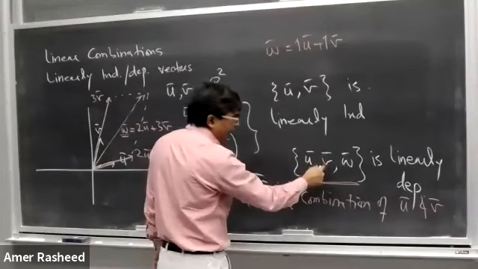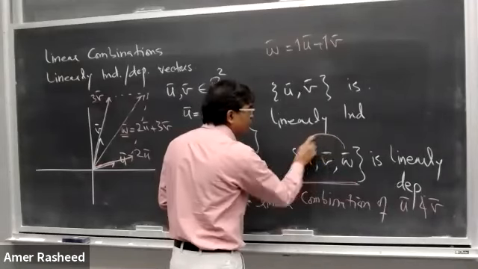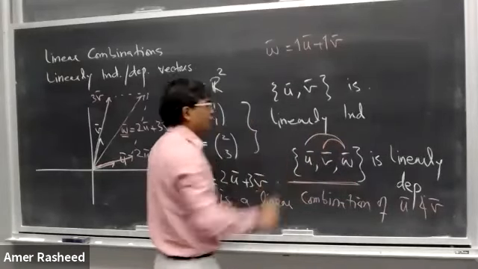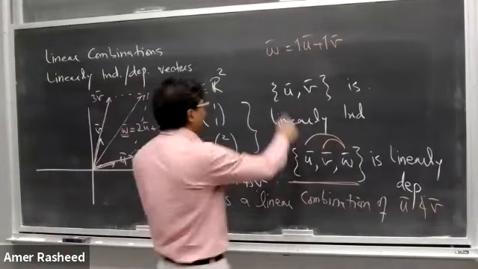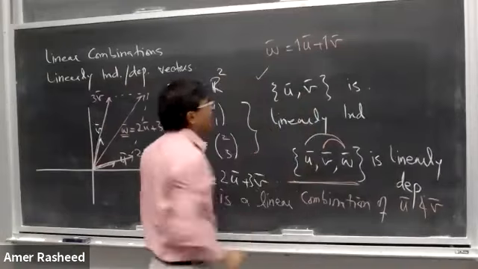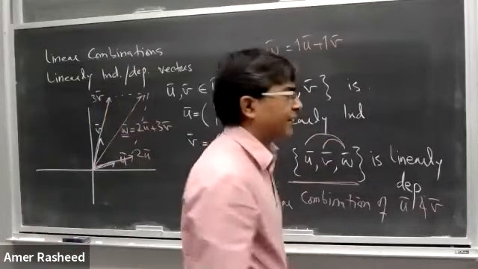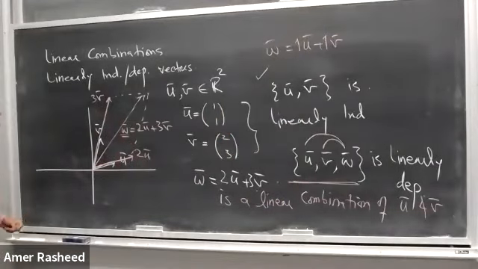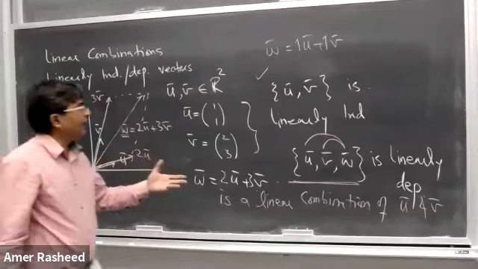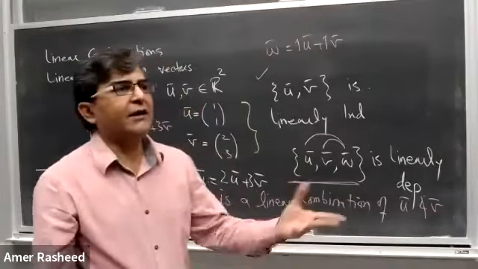So if we put them in a set here, these three vectors are not linearly independent, because W can be obtained from U and V. So W depends on other vectors. Whereas if we put these two vectors U and V, they are totally independent. We cannot obtain one vector from the other vector. So this is a graphical interpretation of linearly independent, linear combinations, and linearly dependent sets.